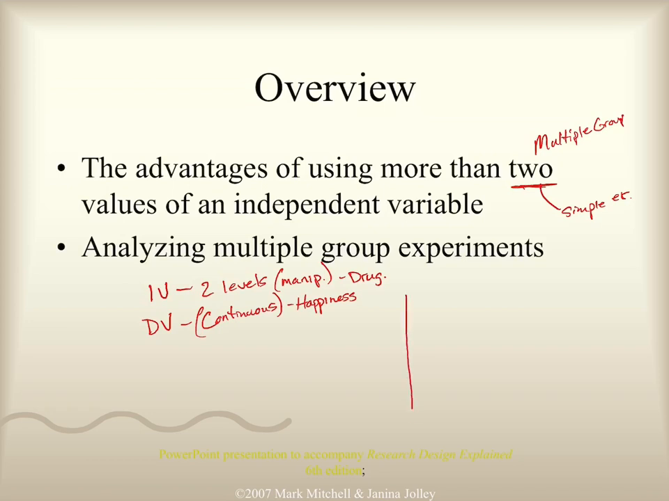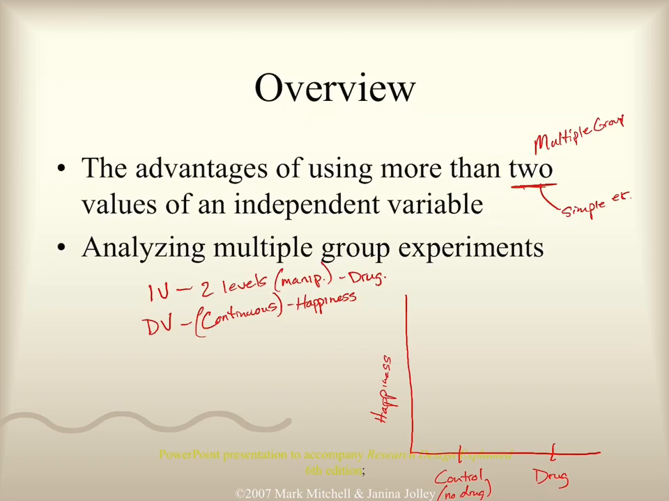Now, in a simple experiment, what we do is we divide our participants, we randomly assign them to one of two conditions. In the first condition, this would be our control, and they get no drug. And then half the participants are randomly assigned to receive the drug. So we give half the group the drug, the other half no drug. And then what we want to measure is, for this experiment, we want to measure happiness. And so what we end up getting are two different group means.